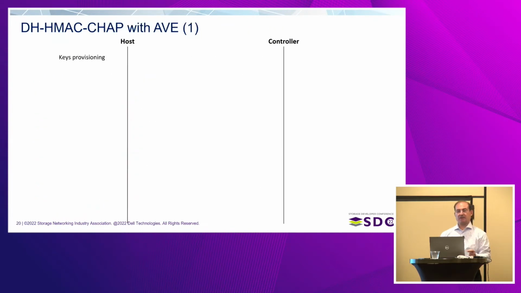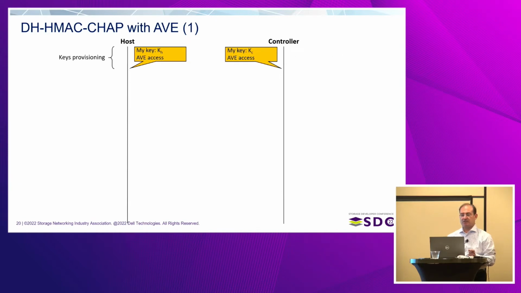So how does the protocol change? Now, what I need to do in terms of key provisioning, the host will be provisioned with the key of the host and a way to access the AVE. The controller is provisioned with the key of the controller and a way to access the AVE again. Here we have the AVE that will have the key of the host, since I'm looking at authenticating the host. And of course, it will also have the key of the controller.